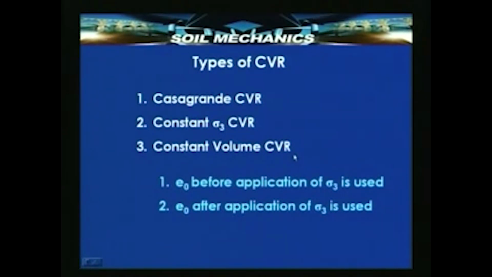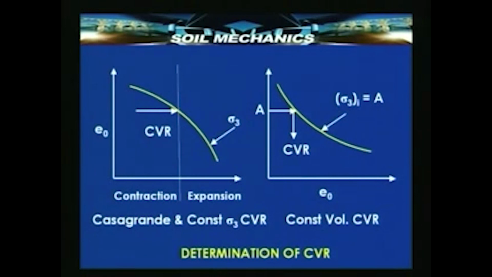If we use what is known as a constant volume test, that is, throughout the test we adjust sigma 1 in such a way that there is no volume change in the triaxial sample, then that is known as a constant volume CVR. Here is a method to determine the critical void ratio.